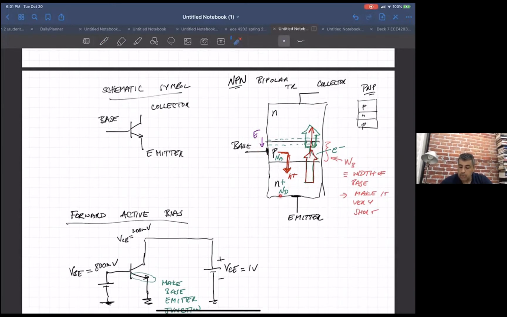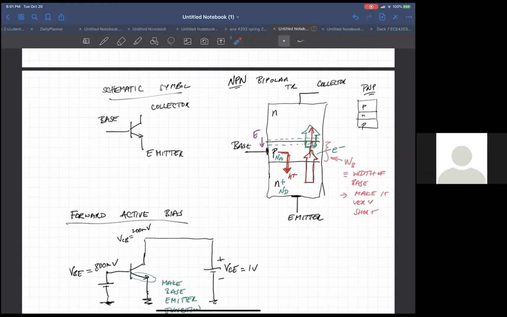So that's why we make the emitter much higher doped than the base. One way to look at it is a small current going into the input controls a large current going through the output. If that makes sense. Yeah, that makes sense. Thank you.